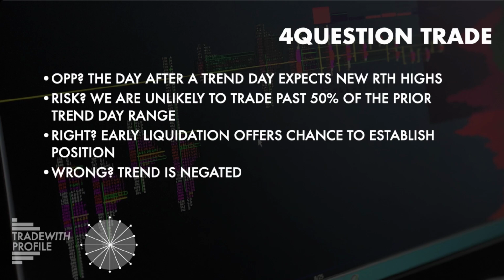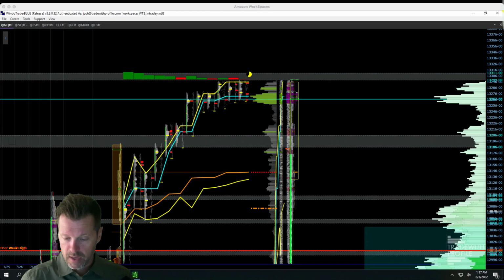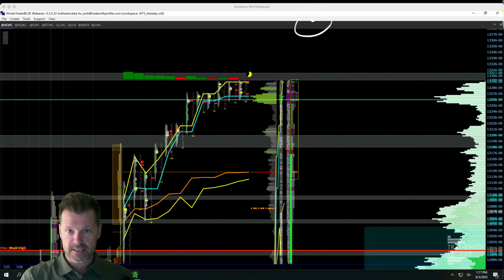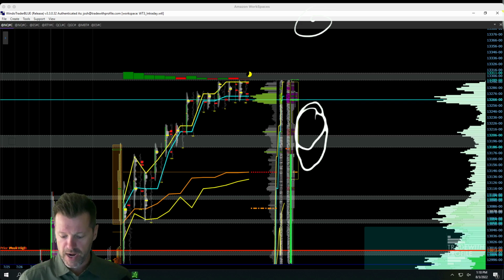How do we know that we're wrong? Well, we get below that 50% range and negate the trend, and tempo and volume and all of that could be in play. But that is a day after a trend day follow through. Now, if we open and, let's say we open in new ranges up here, that negates it because that's the new RTH ranges that would be expected. It really only is in play if we open inside of the prior range and pull back early. Okay. And then that gives us the opportunity to be long with good location.